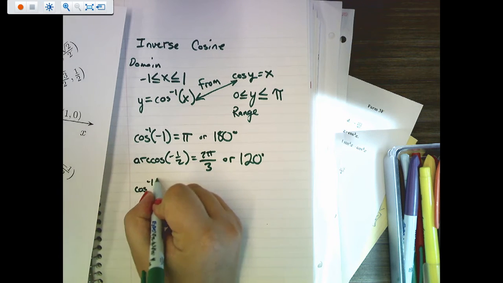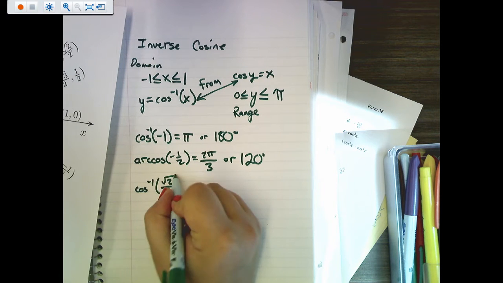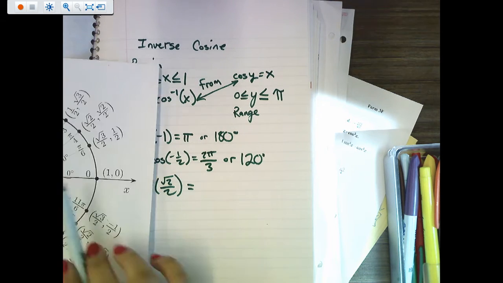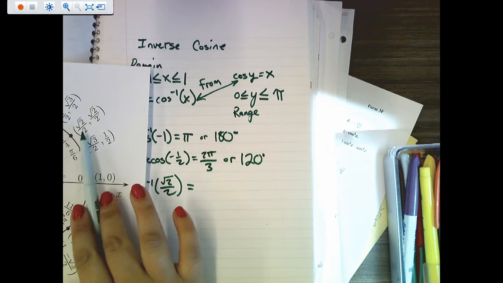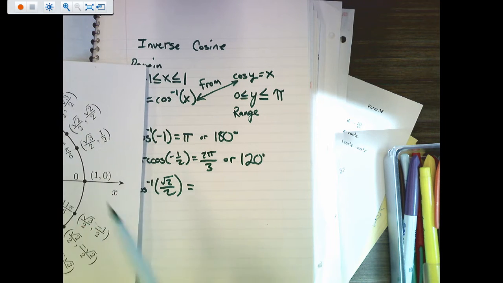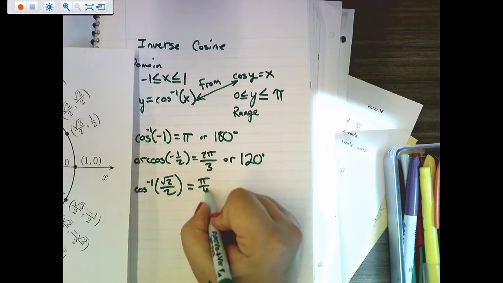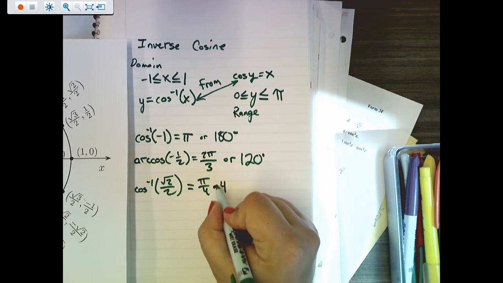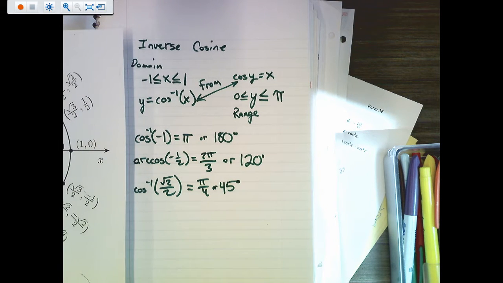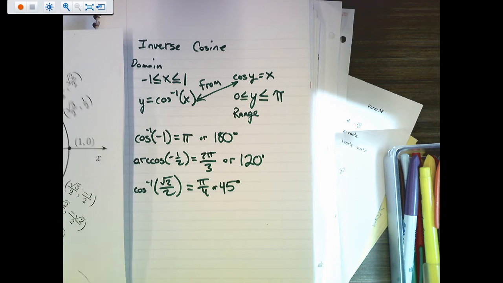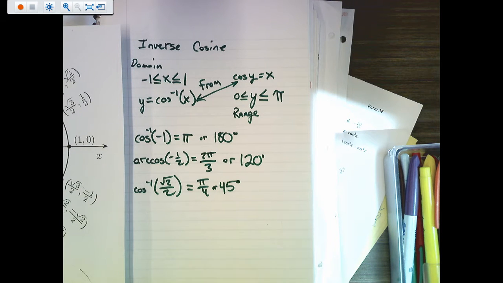Okay, another one, inverse cosine of the square root of 2/2. Cosine is x, so look here, it'd be 45 degrees or pi/4. Cosine is the x's, sines are the y's.